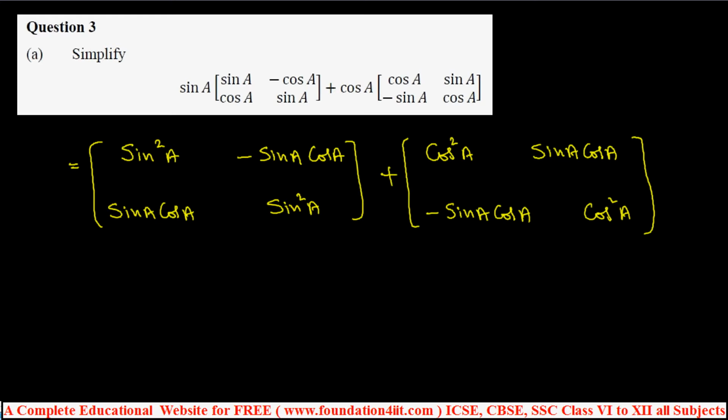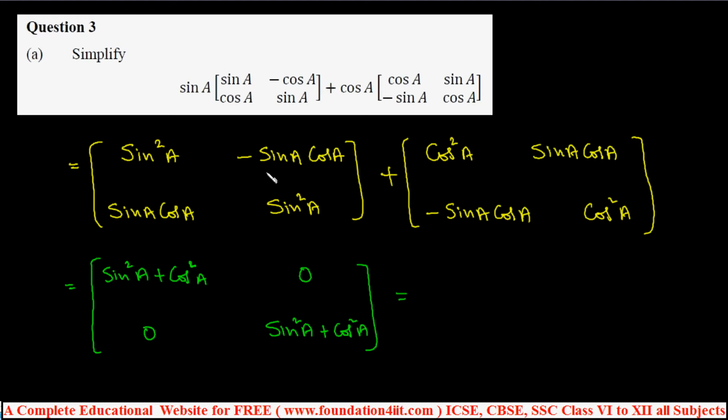Now when two matrices are with the plus symbol, we can add the corresponding elements. So here are the corresponding elements. If you add sin square A plus cos square A. And here minus sin A cos A plus sin A cos A is 0, same terms with opposite sign. Again sin A cos A plus minus sin A cos A is 0. Sin square A plus cos square A.